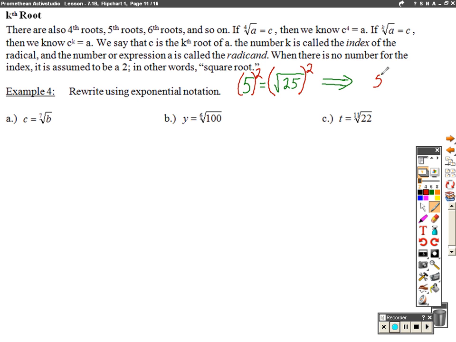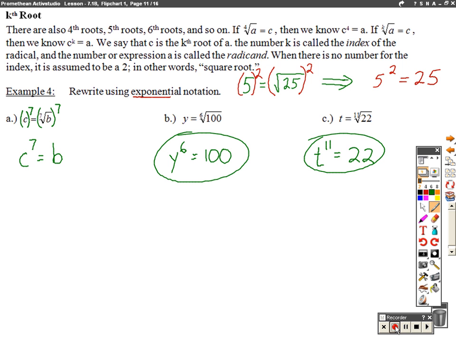here I'm just left with 5 squared. And then since my index was 2 and I squared it, that cancels all of this out, and I'm just left with 25. So there's your exponential notation. Notice the word in exponential is exponent. We're using an exponent. So here, if I took both sides to the 7th power, I would be left with c to the 7th equals b, and that's exponential notation. And the final two. Okay, check to see how you did there.